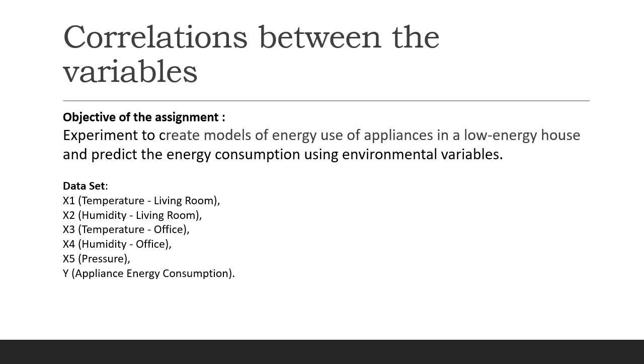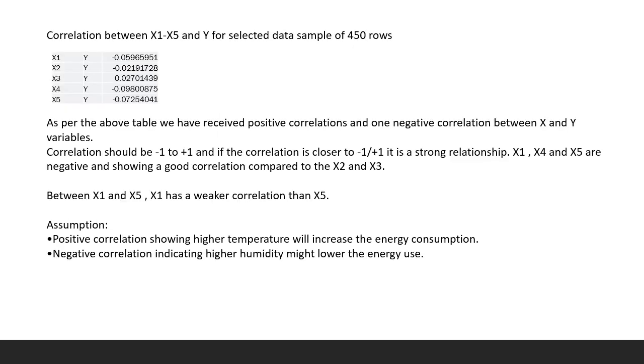The given set of data are temperature and humidity of two rooms, also pressure as the environment variable and Y as its variable of interest, which is the energy consumption of the appliances. In the second slide, you can see we have generated the correlation between selected 450 environmental variables and the variable of interest.